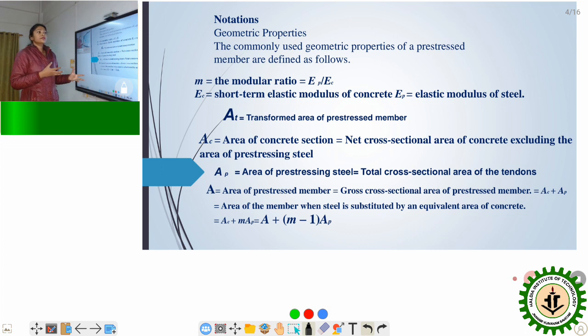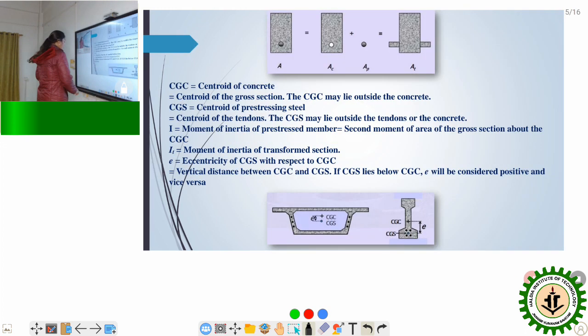So while solving a problem of a pre-stressed concrete section, we can use the transformed area of the pre-stressed concrete member, as well as the gross section area of the member. So we can use either AT or A. Okay, so A will give you an approximate solution, whereas AT can give an almost accurate solution to the problem. So today we will be focusing only on the immediate losses in the section.